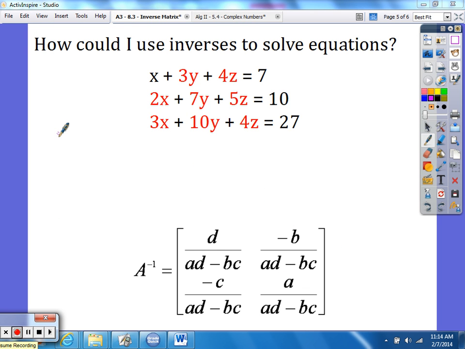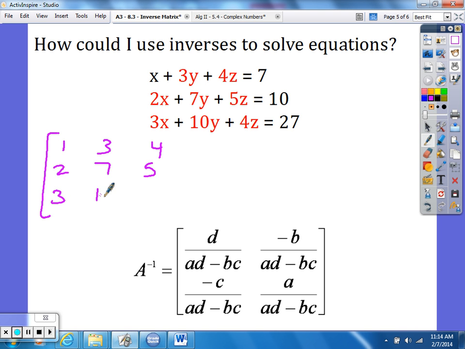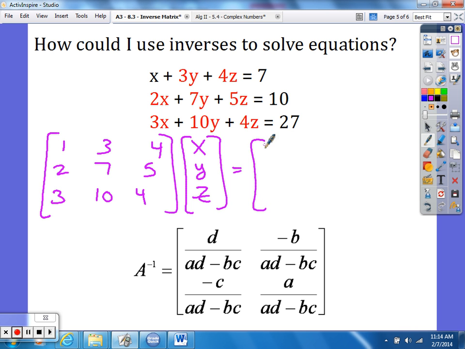So for this problem, the first thing I'm going to do is write a coefficient matrix. 1, 3, 4. 2, 7, 5, 3, 10, 4. We'll get to that in a minute. Okay? You've already done that, right? You've done it this year? The only thing is on the other side, you actually wrote the answers. Okay. Well, the next matrix I'm going to write is an x, y, and z. Those are my variables.